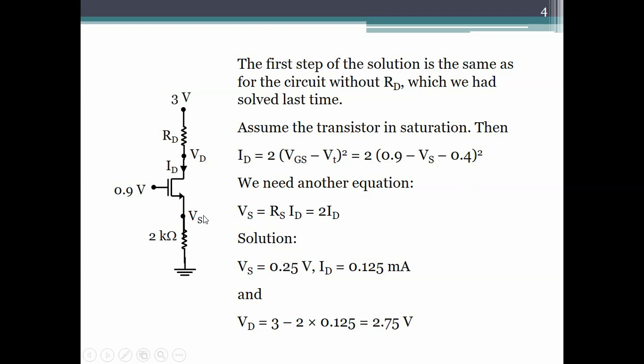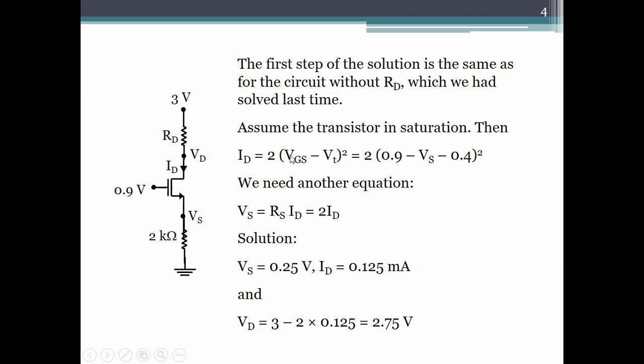VS is not known, so we have two unknowns and one equation, and the other equation is the current voltage relation for the source resistance. So you get VS equal to RS ID equal to 2 ID. Now if you recall, we had solved these two equations last time in the circuit we had solved, which did not have RD. It was the same circuit except there was no RD. The drain was connected to 3 volts.